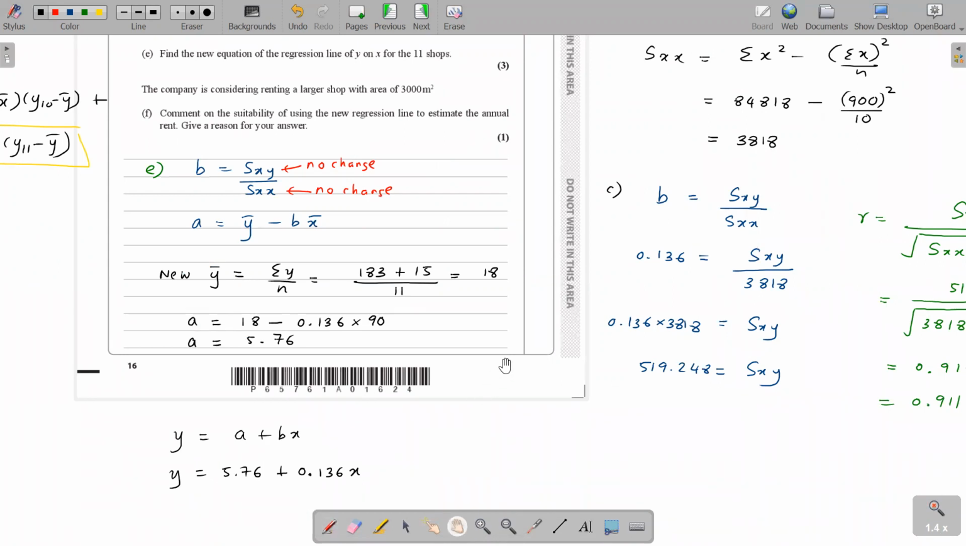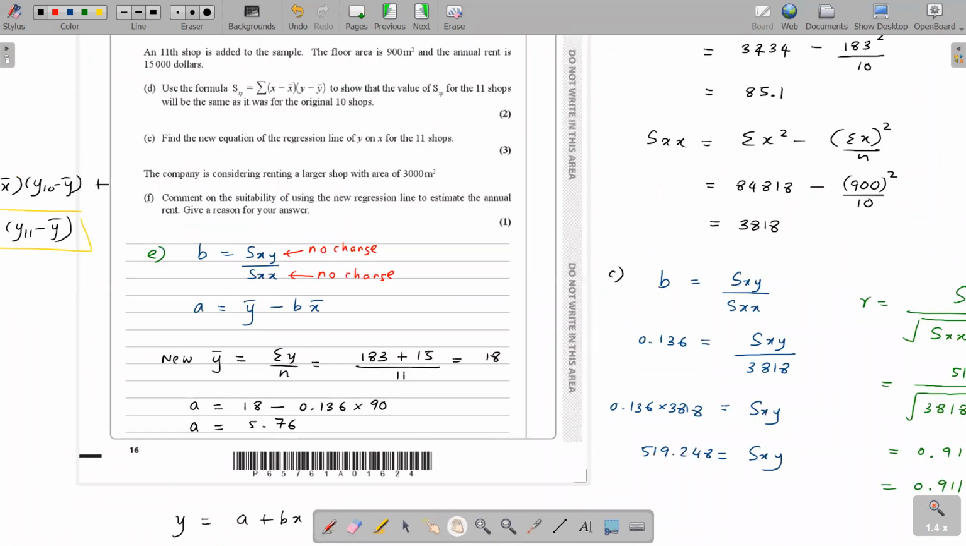Okay, let's move to the next part, part F, the last part. The company is considering renting a large shop with area of 3,000 square meters. Comment on the suitability of using the new regression line to estimate the annual rent, give a reason for your answer. What do you have to say about this value 3,000? Since x is measured in tens, what's your x input? You are trying to input x as 300 because it's measured in tens.